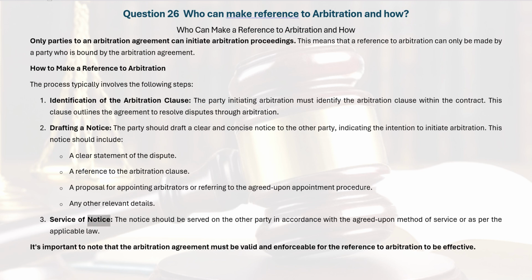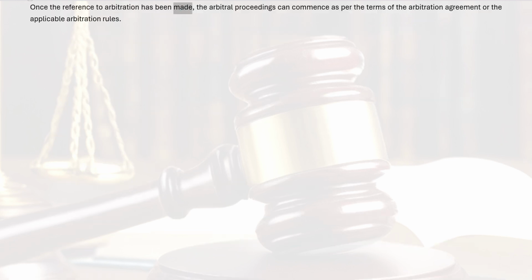Service of notice. The notice should be served on the other party in accordance with the agreed-upon method of service or as per the applicable law. It's important to note that the arbitration agreement must be valid and enforceable for the reference to arbitration to be effective. Once the reference to arbitration has been made, the arbitral proceedings can commence as per the terms of the arbitration agreement or the applicable arbitration rules.